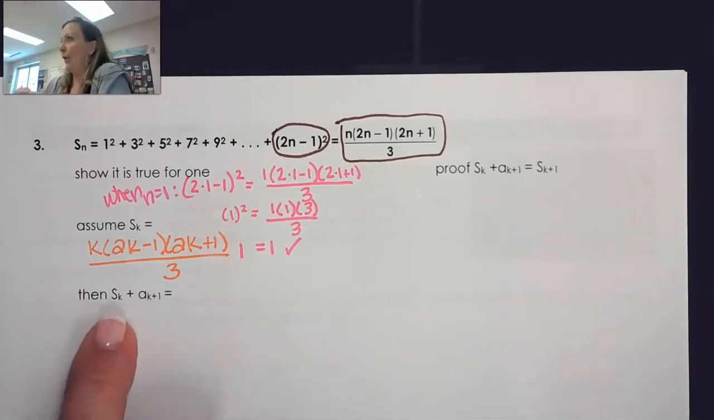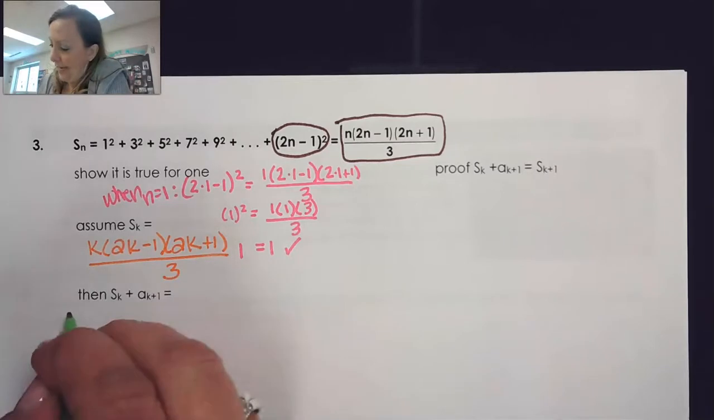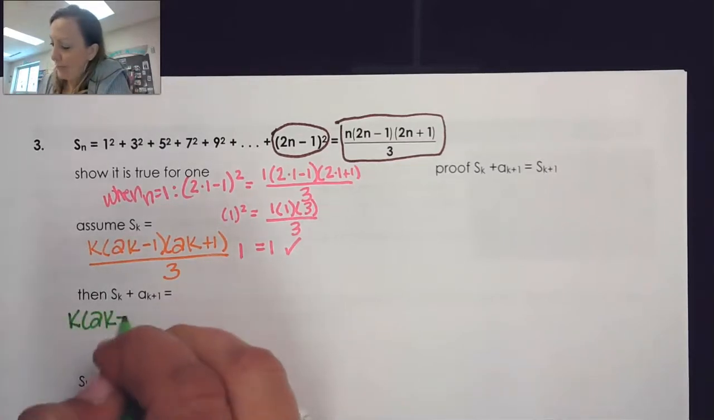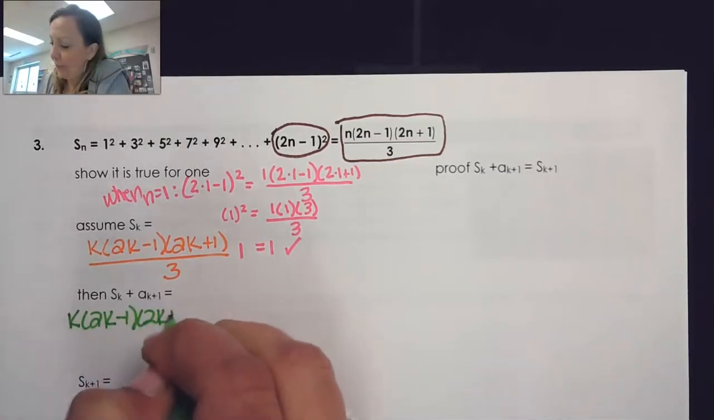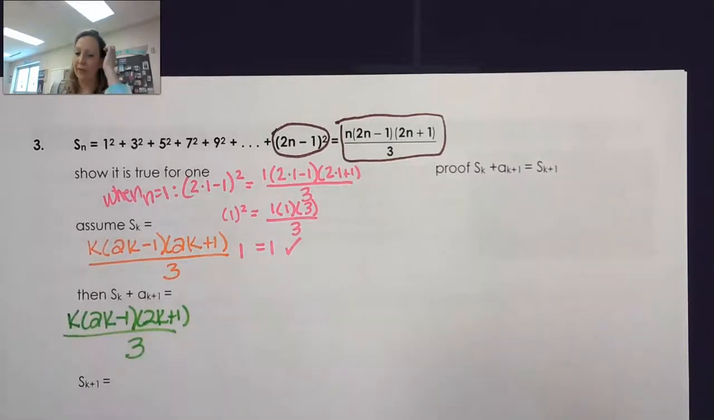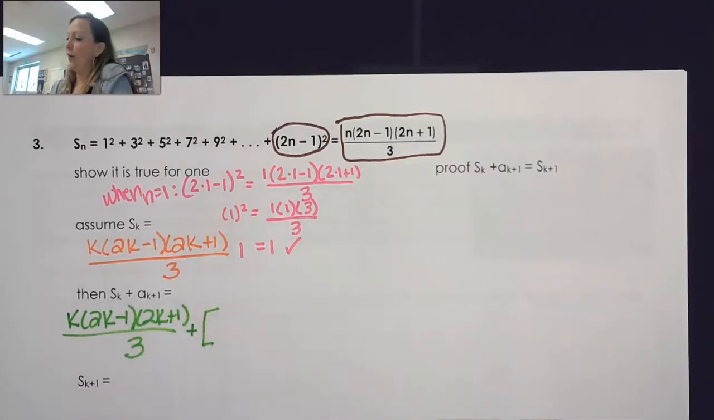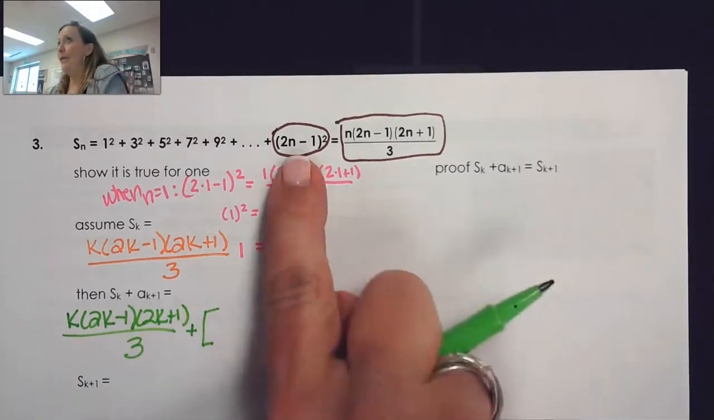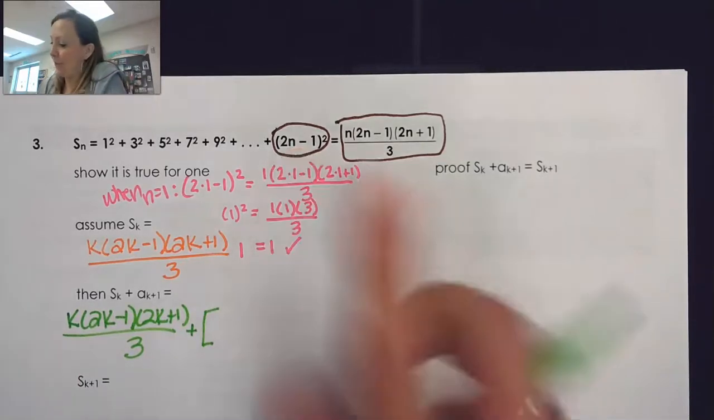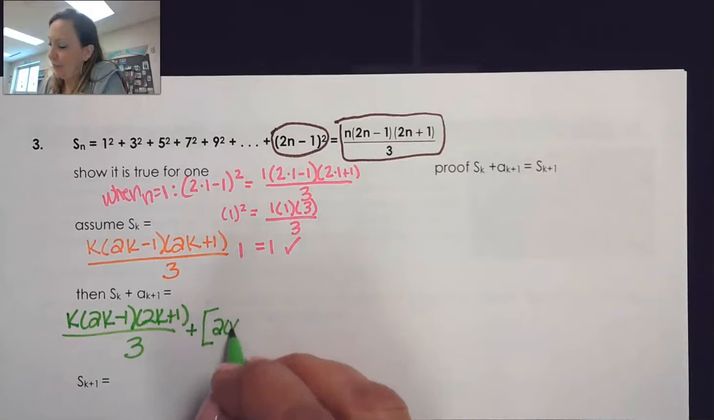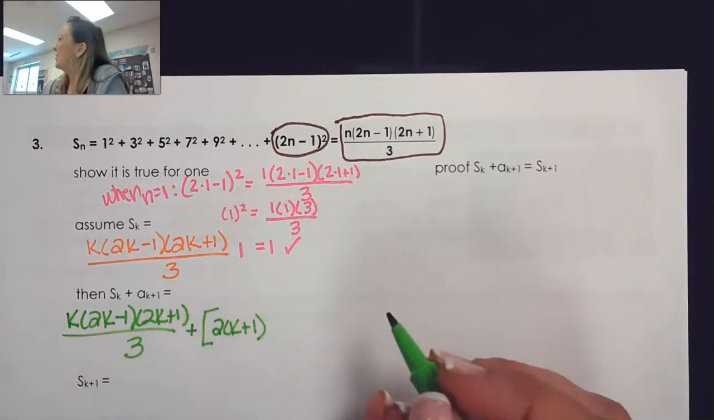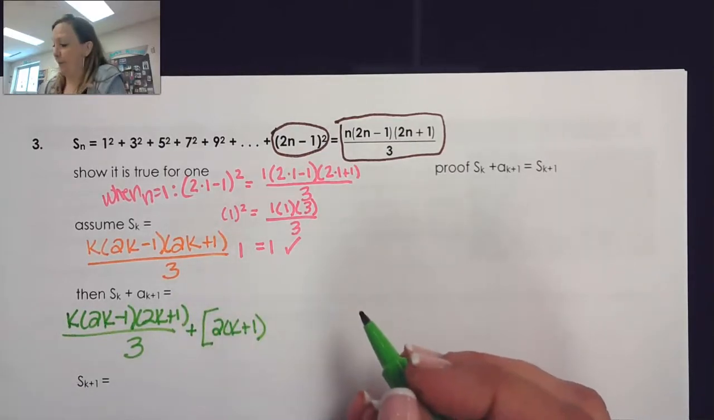So we're on a random rung of the ladder. K, 2k minus 1, 2k plus 1 over 3. And now we're going to climb up one rung of the ladder. So we're on the kth step. Now we want to go to the next step, which is the k plus 1, k plus first, the next step.